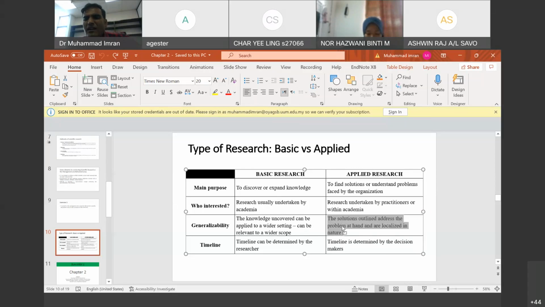This can be contextual, can be limited. Like if some firm has a problem, they conduct their research and solve their problem. That can be limited within the organization, or might have a chance to generalize to other firms, but few chances. Timeline can be determined by the researcher. Timeline is determined by the decision makers. This is basic and applied research, as I already told you.